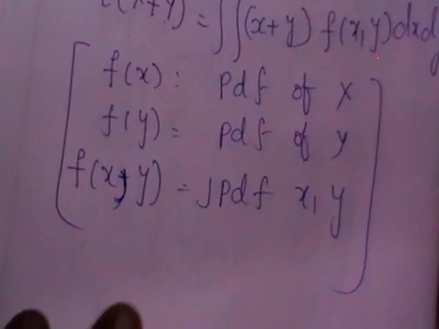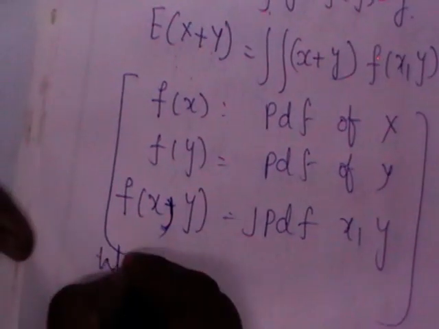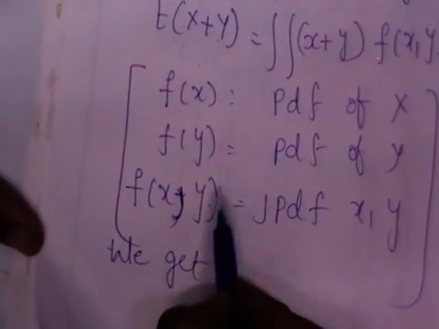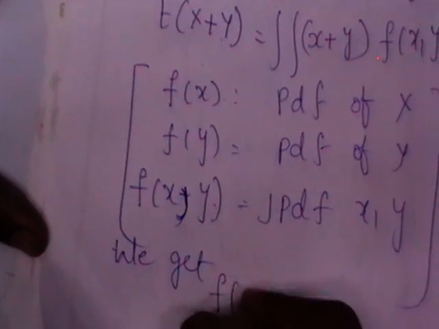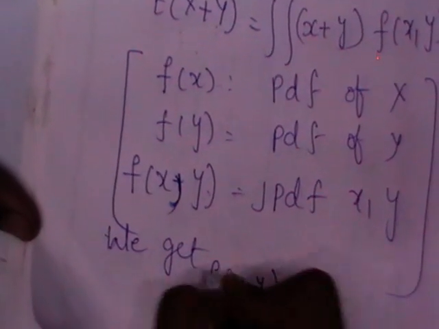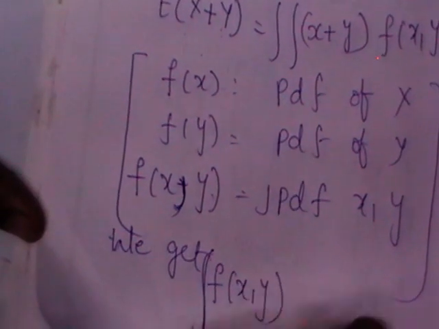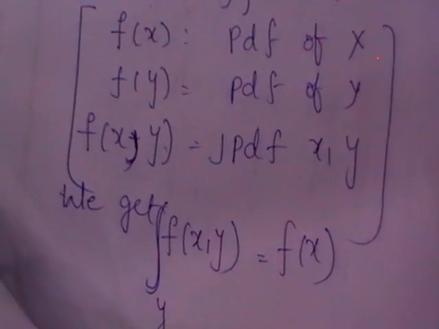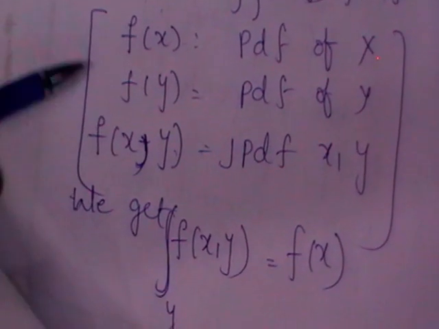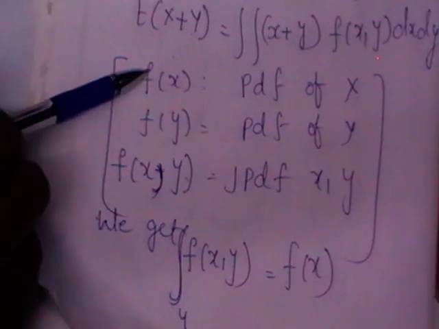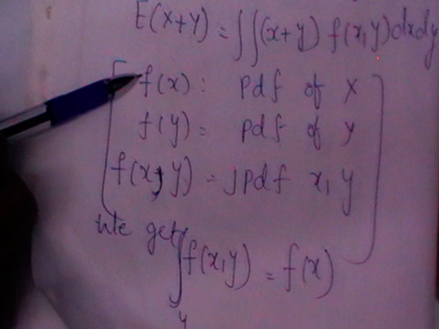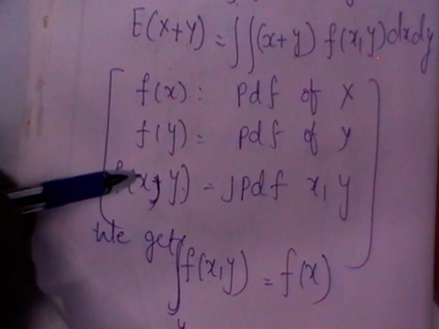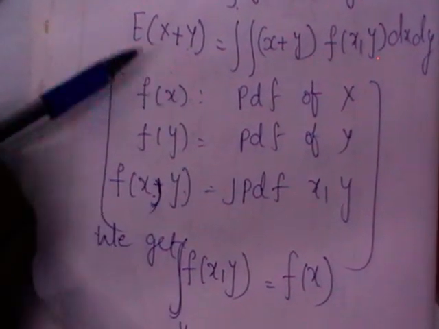Joint PDF of xy. So what is the relation between f of xy and f of x, and f of xy and f of y? If you integrate the joint PDF with respect to y, you will get the marginal PDF of x. I am explaining the relation between these three. See, this is joint, meaning we have two, and these are individuals. So we observe that this is a superset and subset. So we can obtain f of x from the joint PDF.